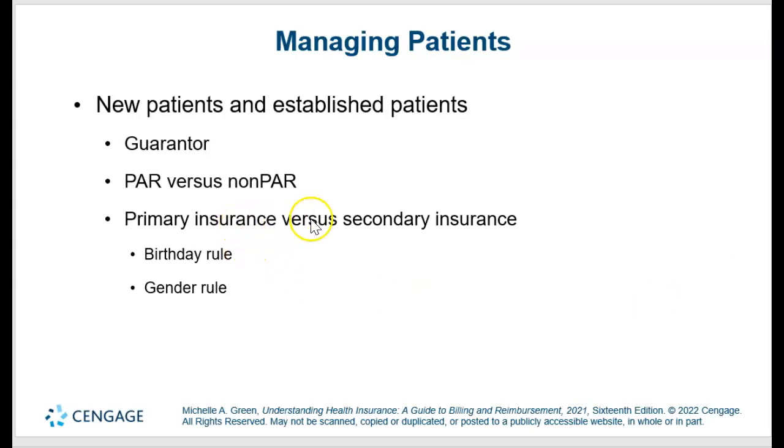So primary insurance versus, let's go with par versus non-par. So with par, that means they accept insurance. Where non-par, they don't. So what that means is par, they're going to accept whatever the insurance company pays them.